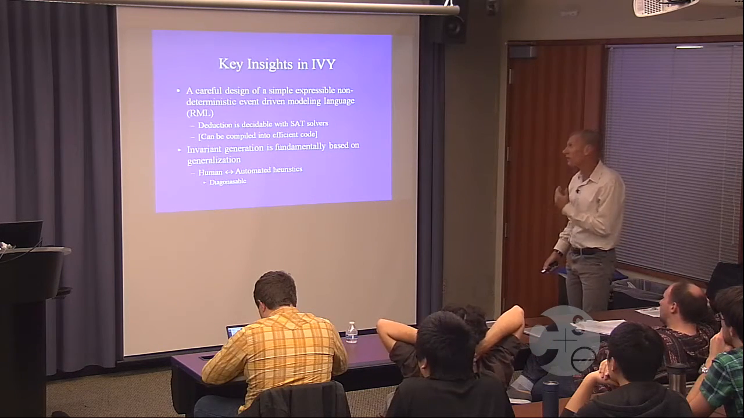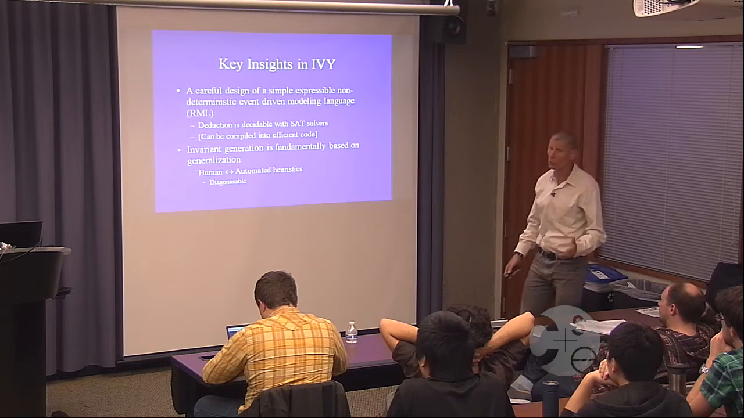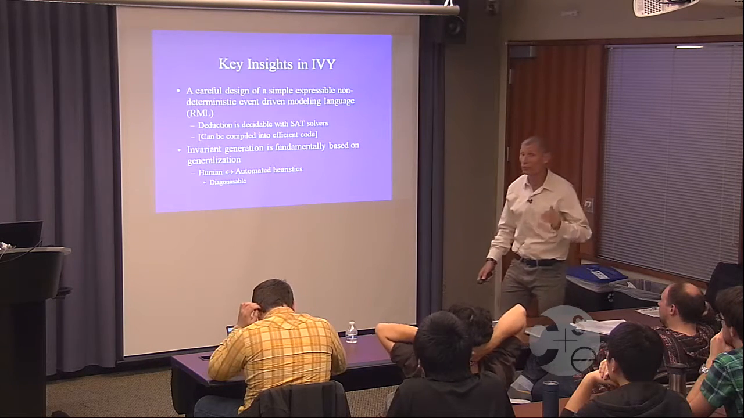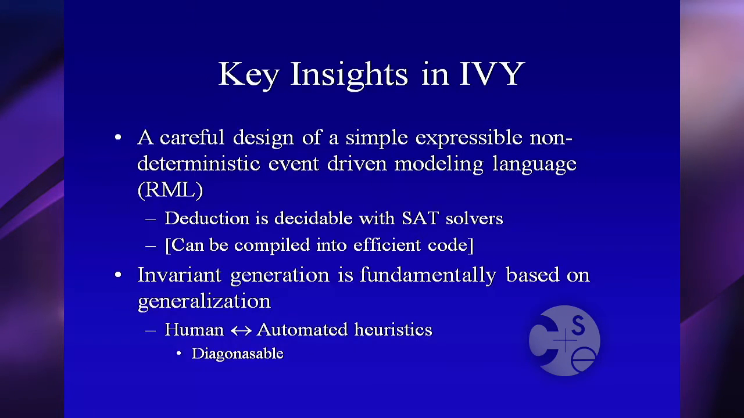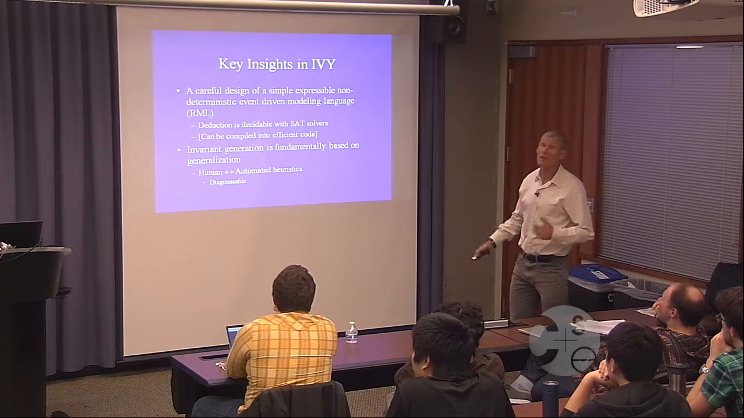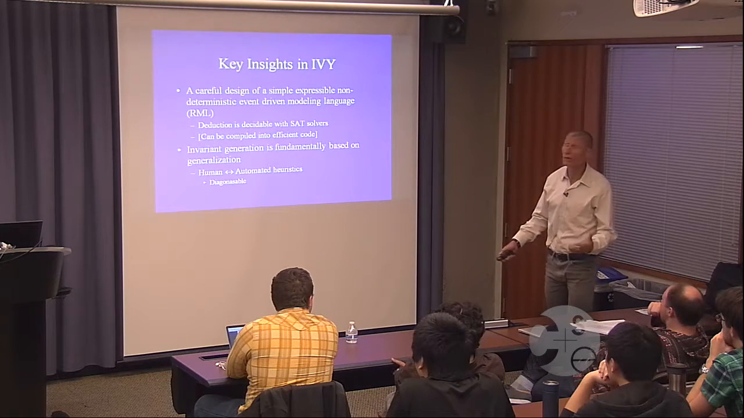One is so simple, but still very important: we have a very limited programming language. We let you write in a programming language which is Turing complete, but it's a very, very limited programming language. And this is a language which allows us to express everything we care about in protocols, and it remains to be seen if it's good enough, but so far we have been using it for many things. It's an event-driven program, and deduction is decidable even with a SAT solver. In fact, Ken has ideas how to compile it into efficient code, but that's not going to be the subject of this talk. So this is the first idea: a simple modeling language which is weak but strong enough.